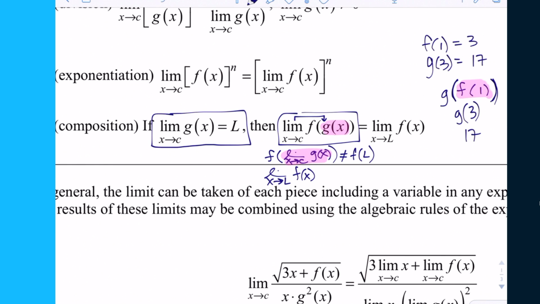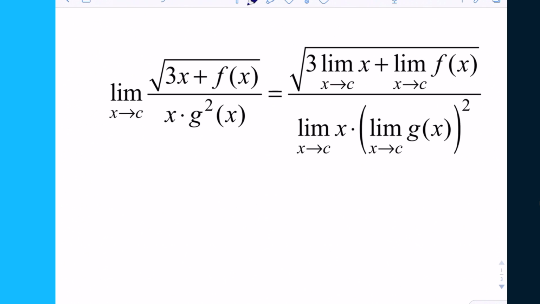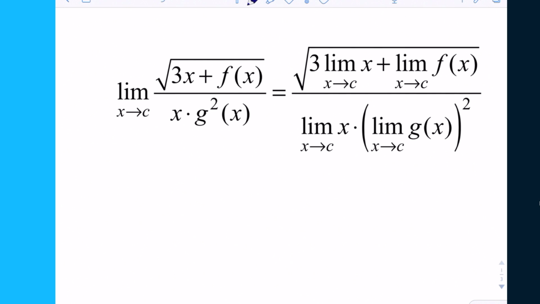Okay, now I just made this ugly expression up down here. If you understand this, you'll get the idea of pretty much everything in the table. Basically, if you're trying to evaluate the limit at an x value and you have multiple variables in that expression, in this case an x, an f of x, another x, and a g of x quantity squared, you can put the limit directly in front of your functions and evaluate each of those variable pieces independently and then combine the results using the indicated operations.